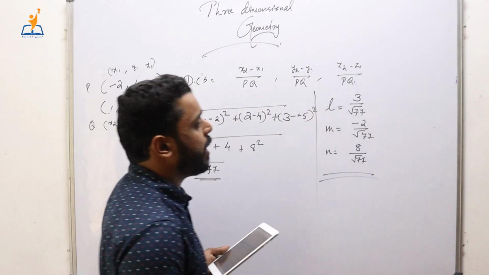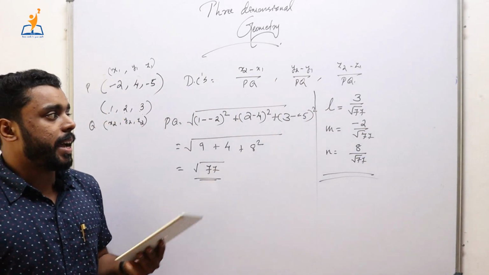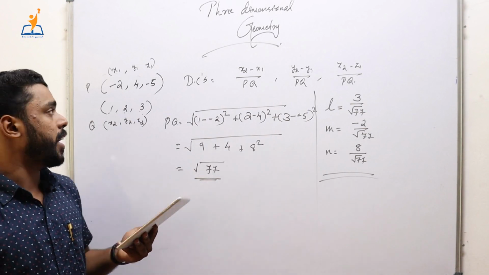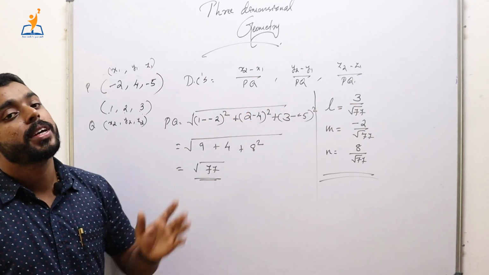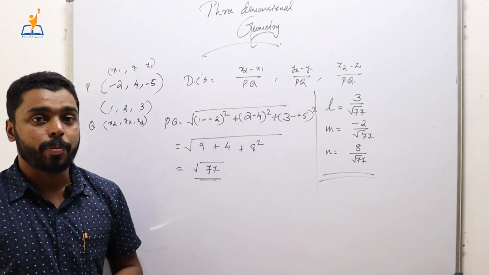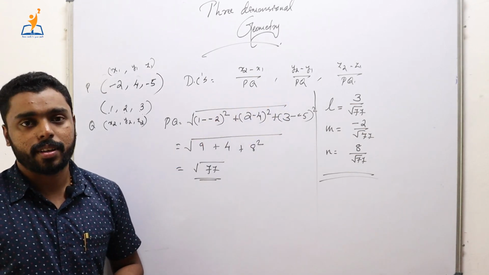So we can easily find the direction cosines by just identifying the points x1, y1, z1 and x2, y2, z2 and applying the formula. Always remember this formula also. We shall move to the next example.